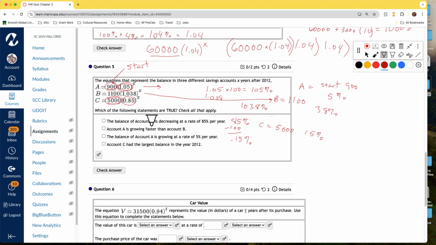So now we can answer these questions because more than one may be right. So the balance of account C is decreasing at a rate of 85%. Is that true or false?